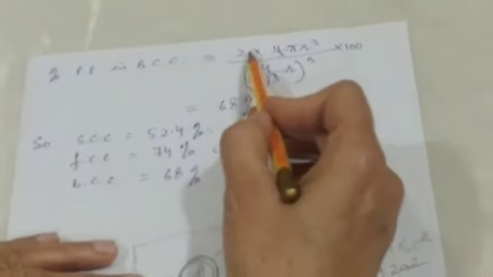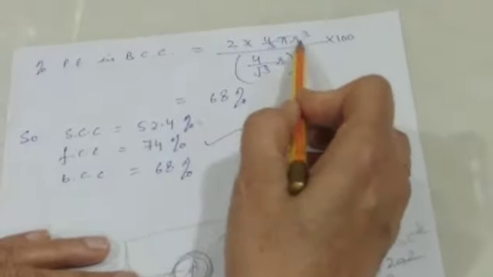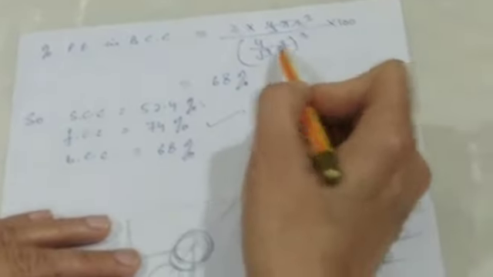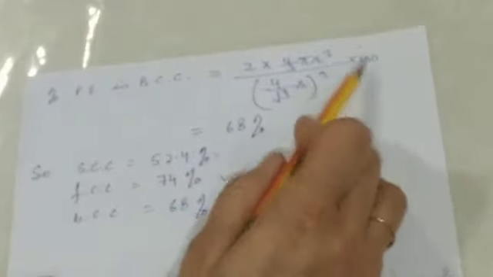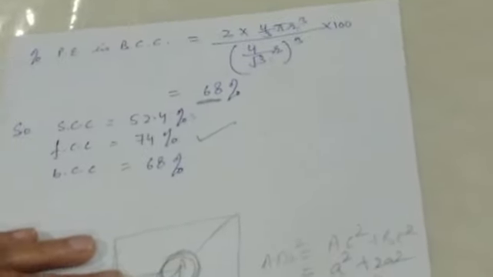Now to get the percentage packing efficiency, again use the formula. Number of atoms here is 2. Volume of each sphere is 4 by 3 pi r cube. Volume of the cube is A cube. A is substituted by 4 upon root 3 R. So 2 into 4 by 3 pi r cube over (4 by root 3 R) cube into 100 comes to be 68%. So this is the packing efficiency in BCC.